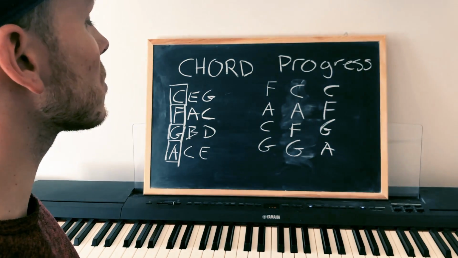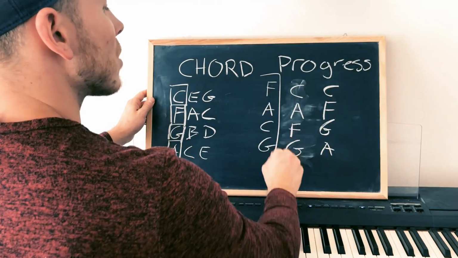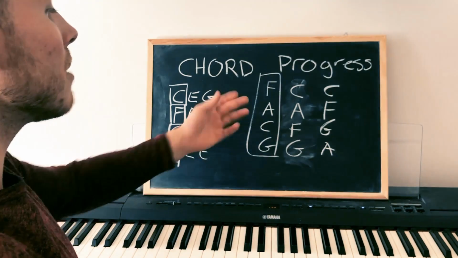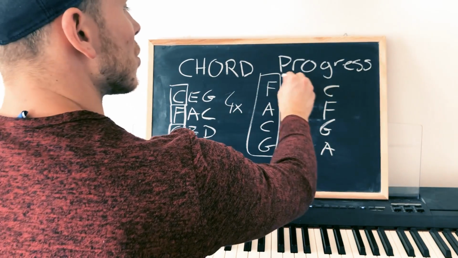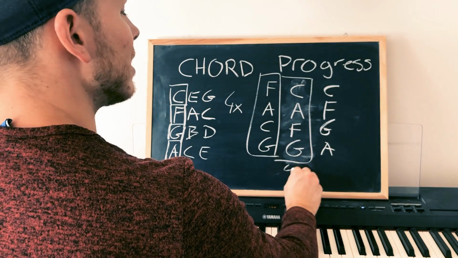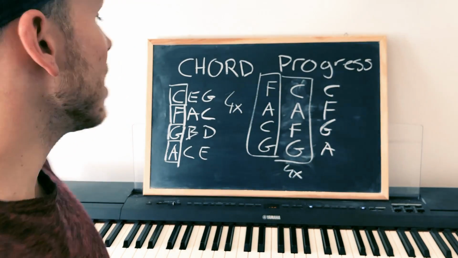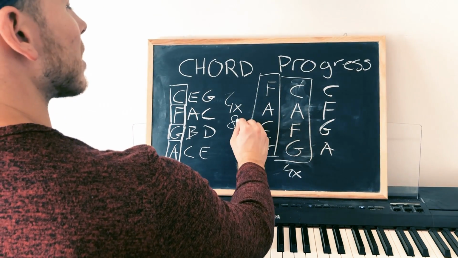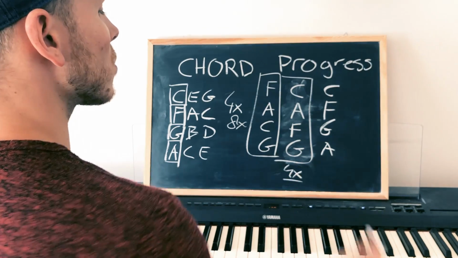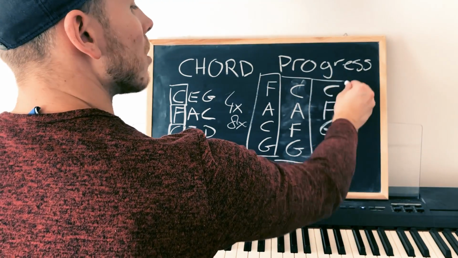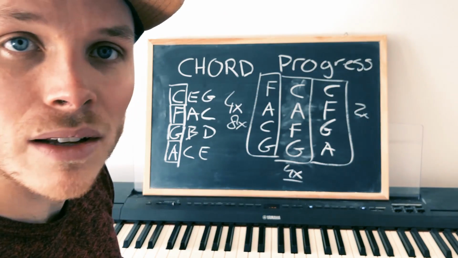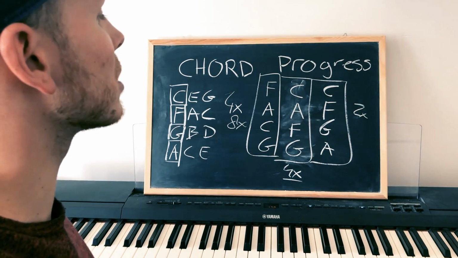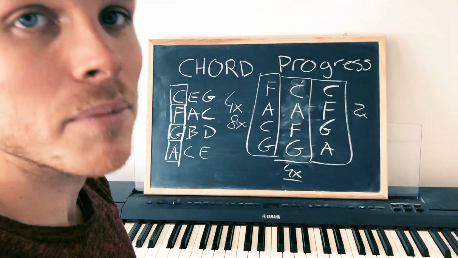And what happens in a song is, let's say we have this chord progression. You simply play this, let's say 4 times. And then maybe you switch to this chord progression and you play this 4 times. And then you could go back and you play this 8 times and you play this 4 times. And then you finish up the song by playing this 2 times. I don't know, I'm just making something up. And that's how a song is built up in chord progressions.